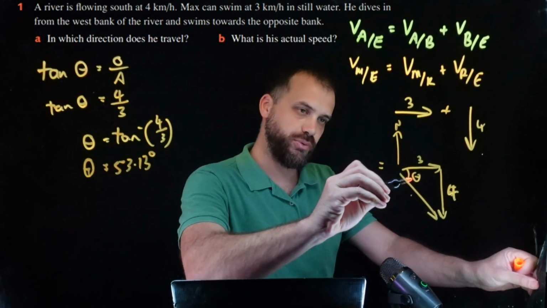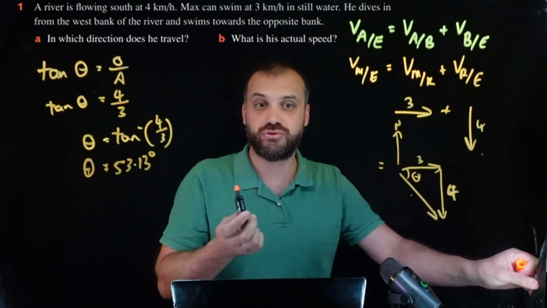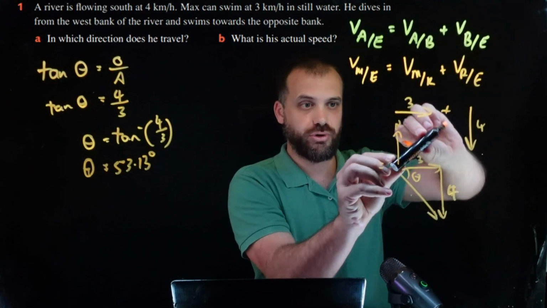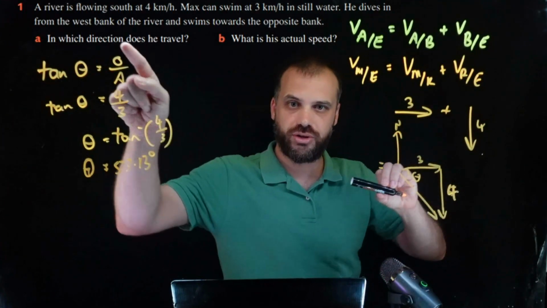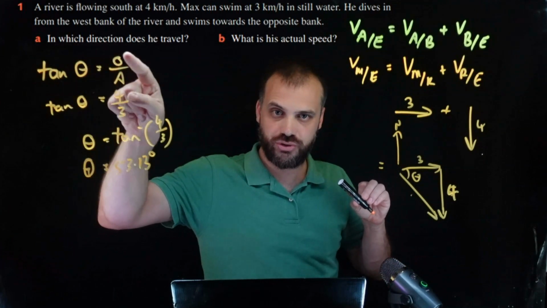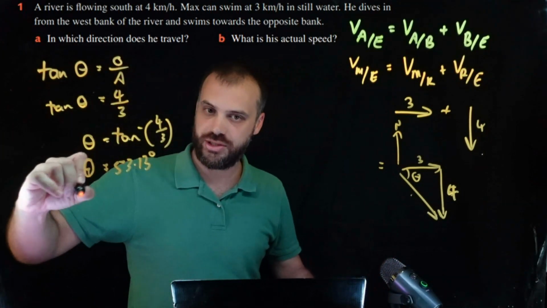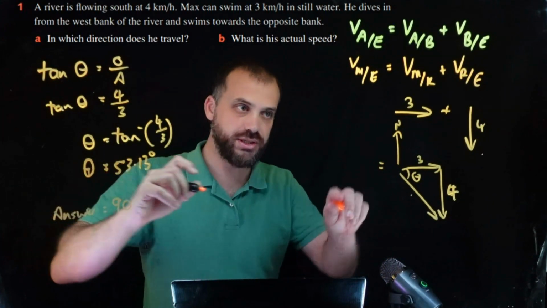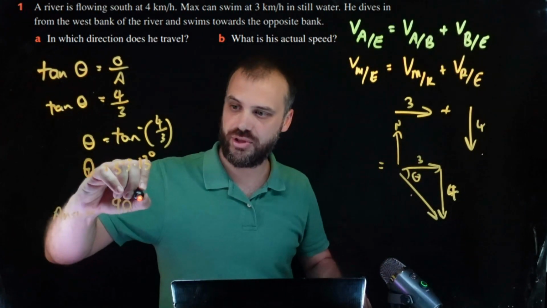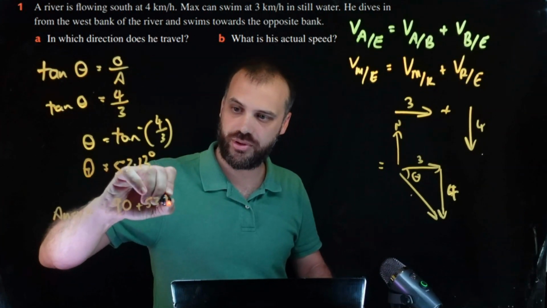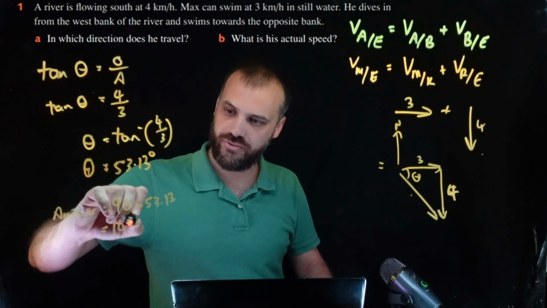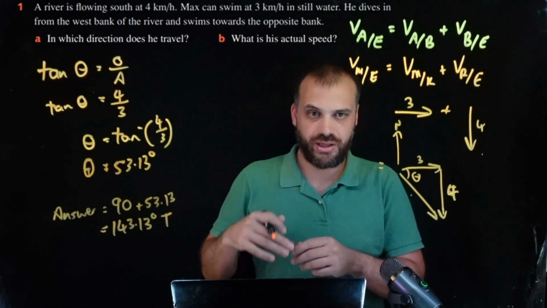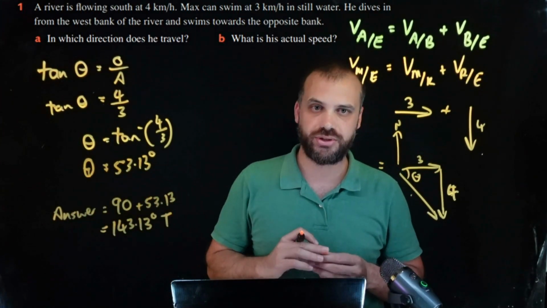This is 53.13 degrees, but we need to talk in terms of true bearings. So we start by facing north and we rotate around. So the answer to the question, in which direction does he travel? The answer is equal to 90 degrees plus the thing that I just found, 53.13, which is 143.13 degrees true bearing. You can do some other bearing, but that's what we're going to do.